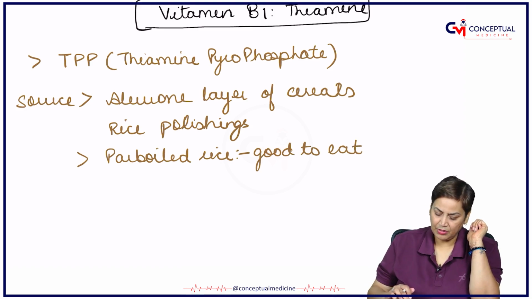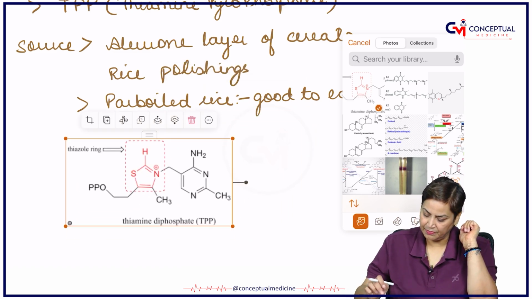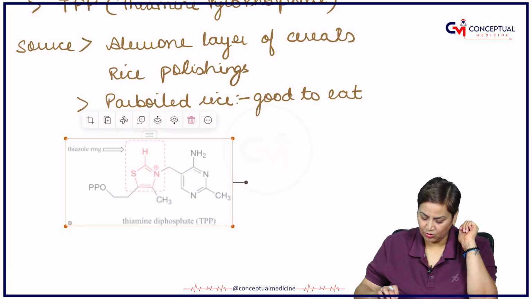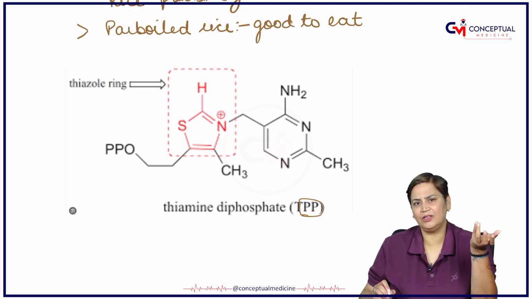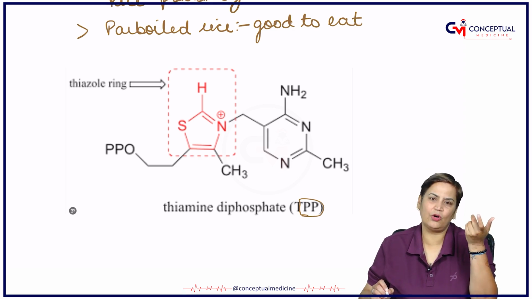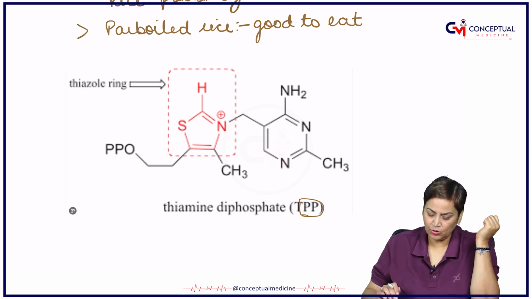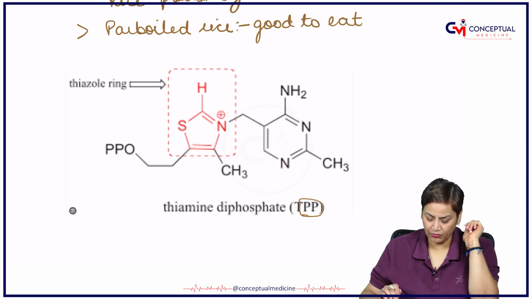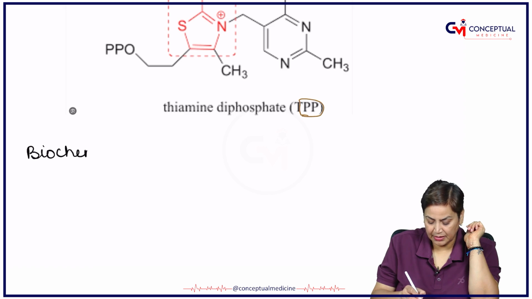Now let's see the structure of thiamine pyrophosphate. Whenever we talk about PP, which means pyrophosphate, it is obviously energy releasing: pyrophosphate or inorganic phosphate, two molecules, so it has to be energy releasing. Sources we have discussed. Since it is acting as a coenzyme, what are the biochemical functions of this?